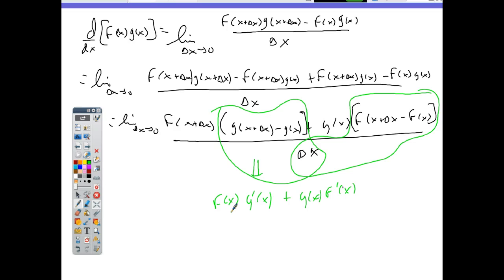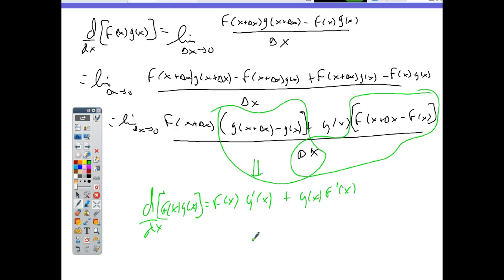And so the derivative with respect to x of f of x times g of x is f of x times the derivative of g of x plus g of x times the derivative of f of x. So if I have two things multiplied together, I can take the derivative by simply writing the first one times the derivative of the second one, plus the second one times the derivative of the first one. That's how I can resolve the derivative.